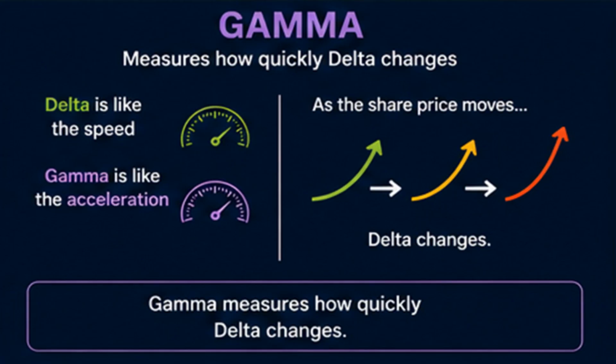The final Greek is gamma. Gamma measures how quickly delta changes. Think of delta as the speed of a car. Gamma is the acceleration. Earlier, our option had a delta of 0.60. If the share price continues rising, delta may increase as well. Gamma simply measures how quickly that change happens. For most beginners, that's all you need to remember. Delta changes. Gamma measures how quickly it changes.